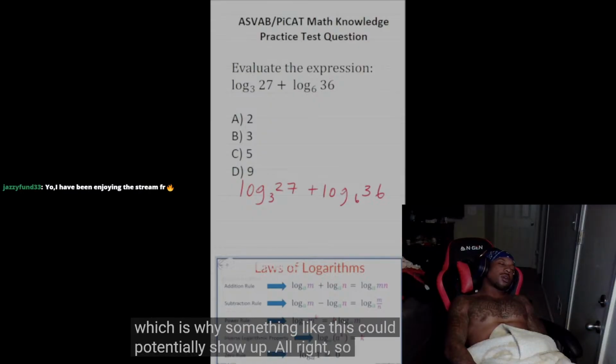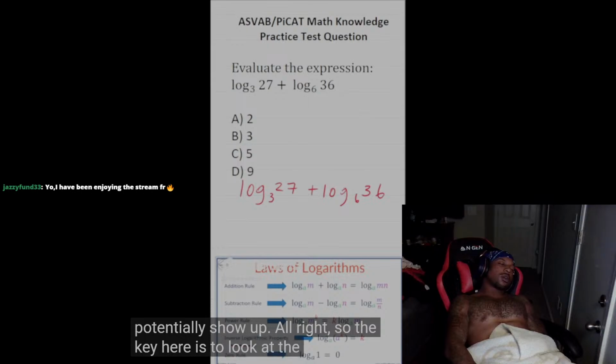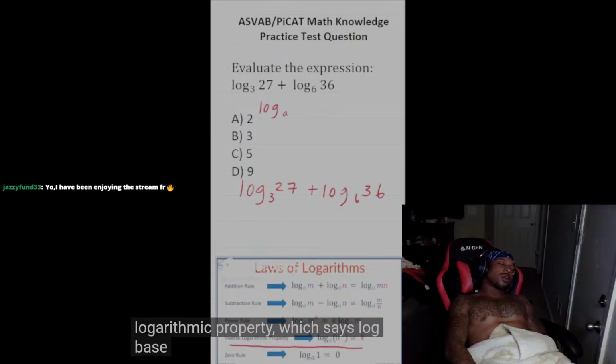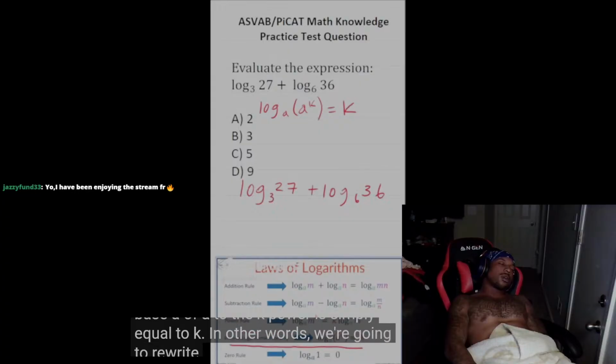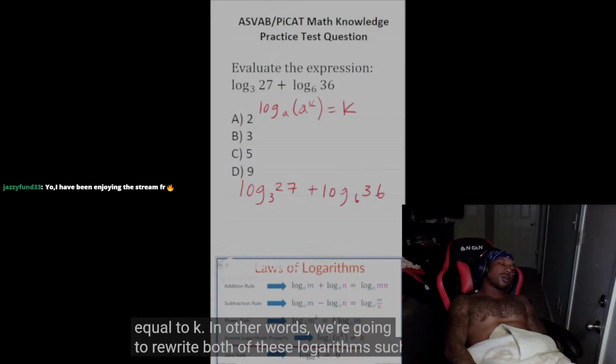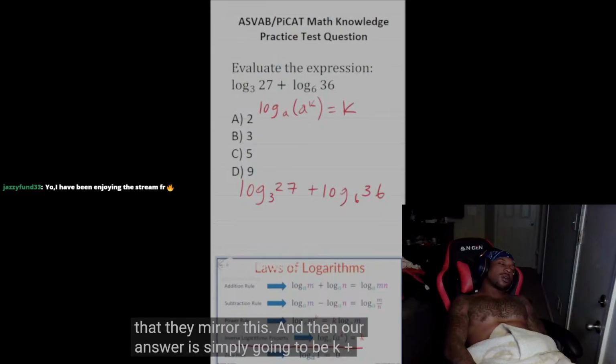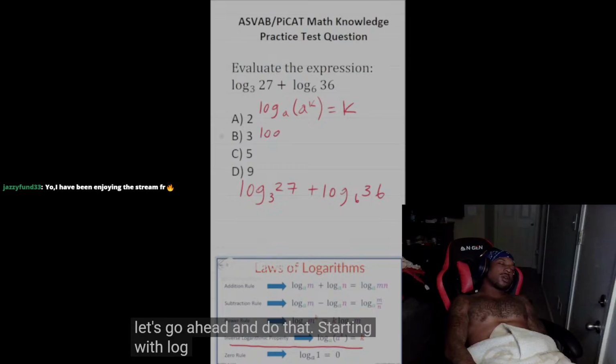All right, so the key here is to look at the inverse logarithmic property, which says log base a of a to the k power is simply equal to k. In other words, we're going to rewrite both of these logarithms such that they mirror this, and then our answer is simply going to be k plus k. Let's go ahead and do that, starting with log base 3 of 27.